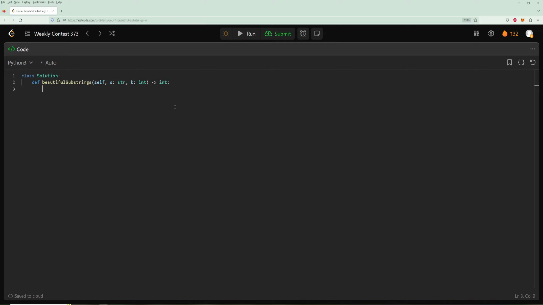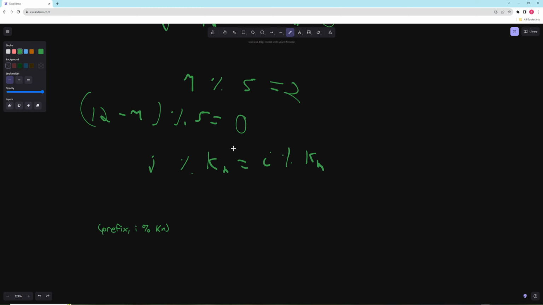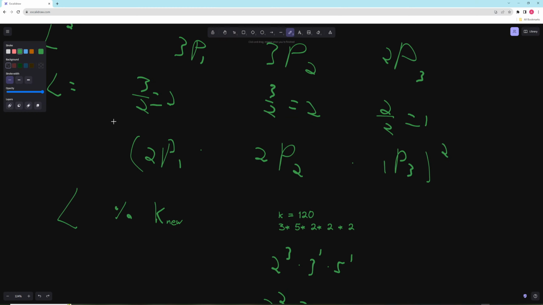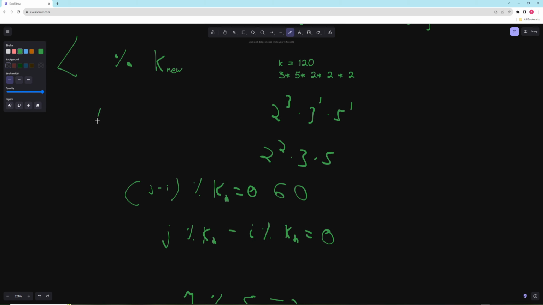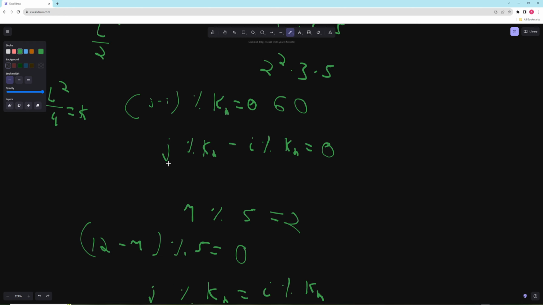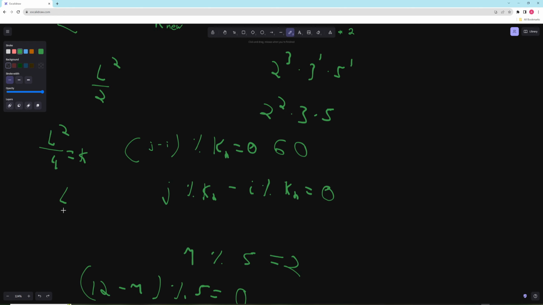So what we first need to do, oh yeah, there's one more thing that I forgot, actually. So remember, our thing originally was L squared, but then it was L over 2 squared, right? Because it was the number of vowels. So the number of vowels is the length over 2. So we actually had L over 2 squared, which means if you factor this out, we have L squared over 4 equals K. And so that would mean that if L is some K new, it would actually be L over 4 mod K new, right?